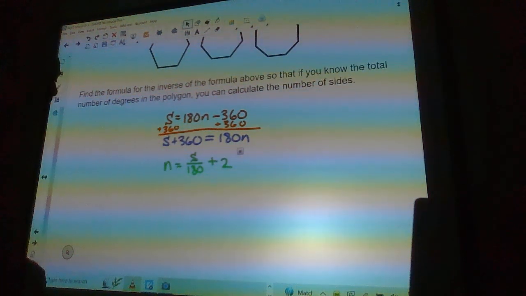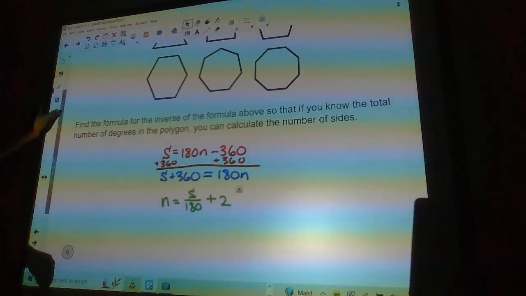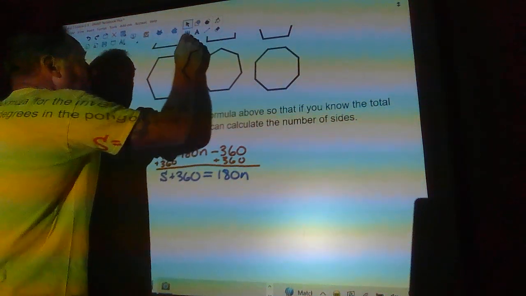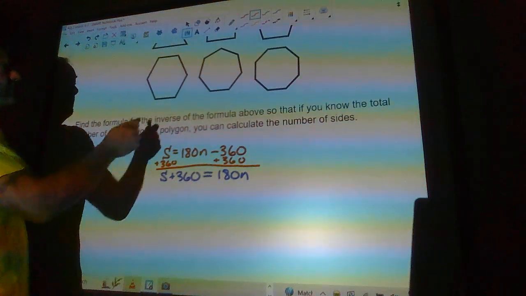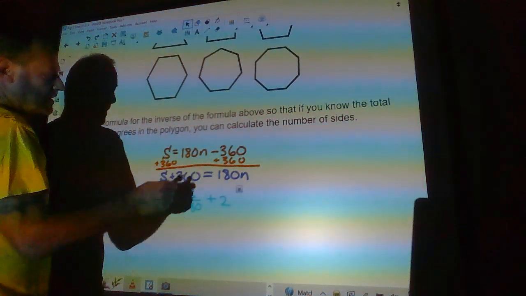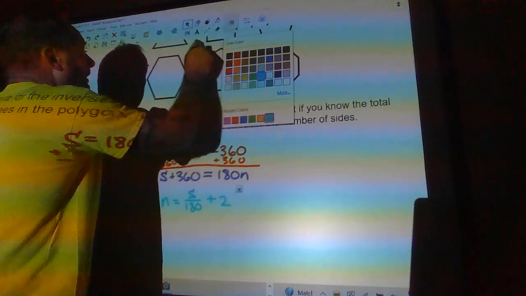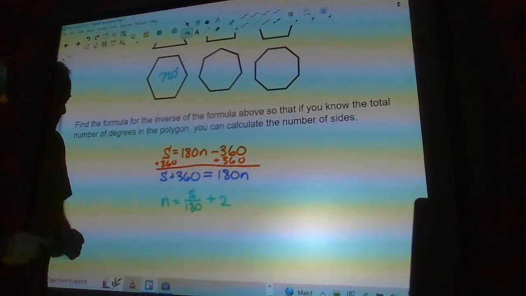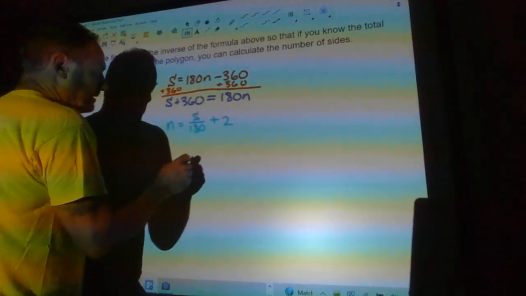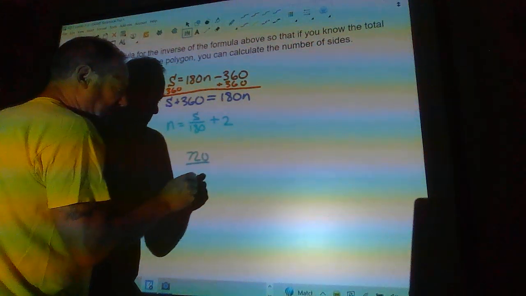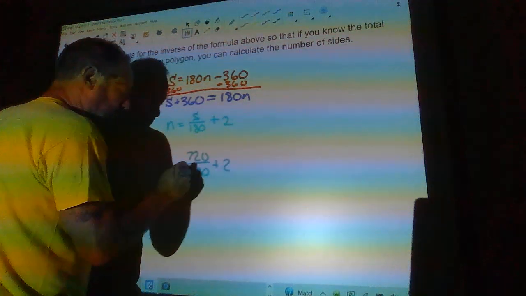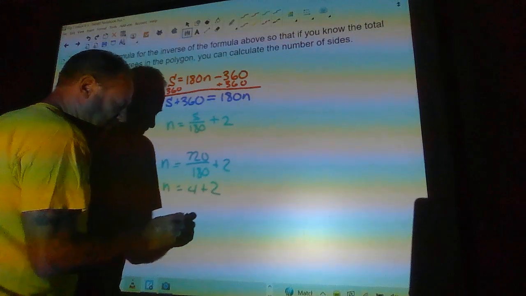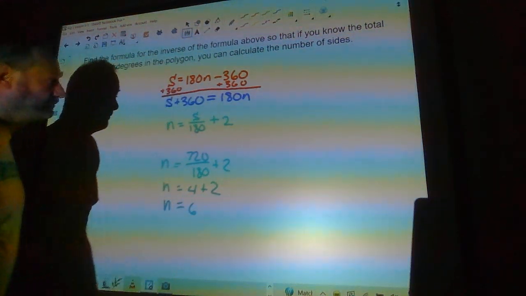All right, so what does this tell me? This will tell me the number of sides if I know the number of degrees. For example, I know that there are 720 degrees in a hexagon. So I should be able to plug that in here and find out that a hexagon has 6 sides. Okay, so 720 divided by 180 is 4, plus 2, is 6. So it works.